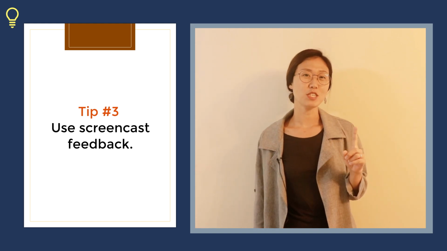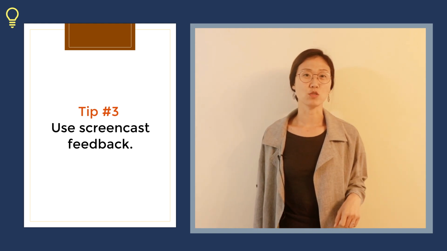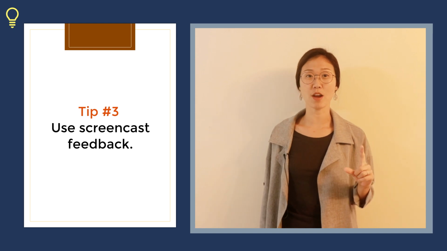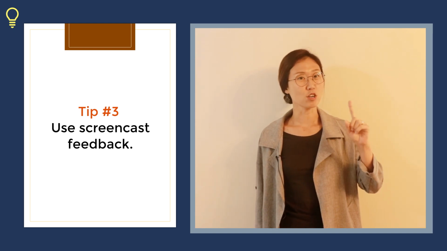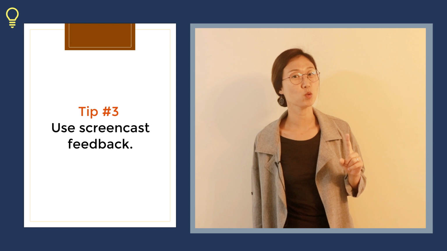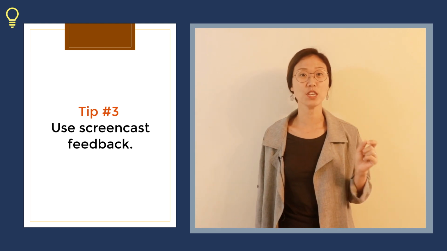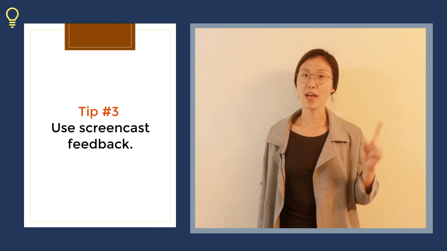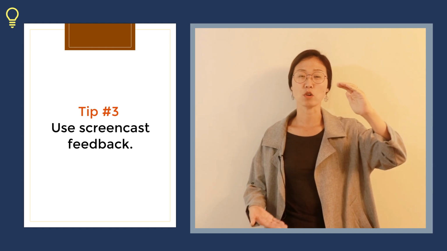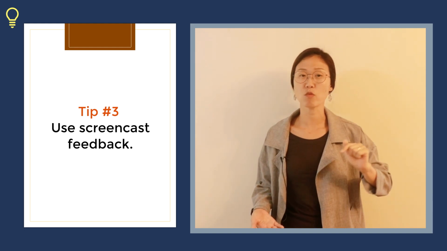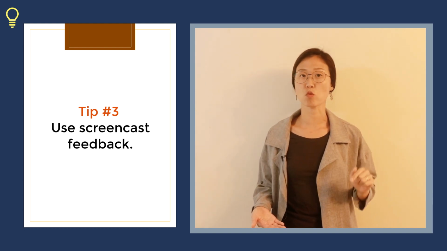So let's say you're teaching English to intermediate level students. Your students write a short paragraph on a given topic. First, you read your students' paragraphs quickly and take notes on the things you want them to improve. Then, open students' writing on your computer screen and hit screen record using the screencast or screen recording app.